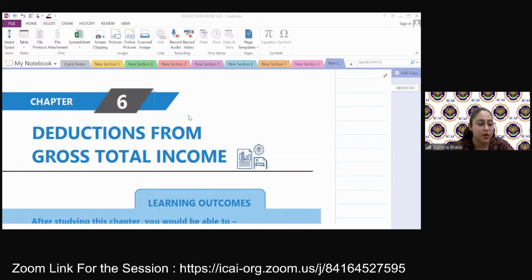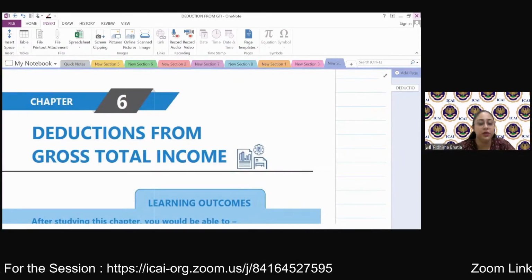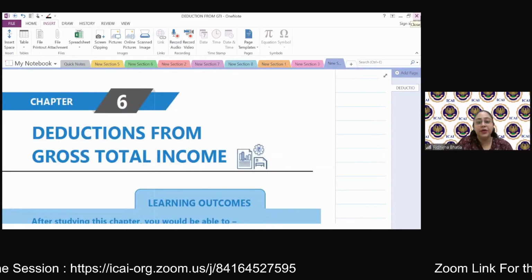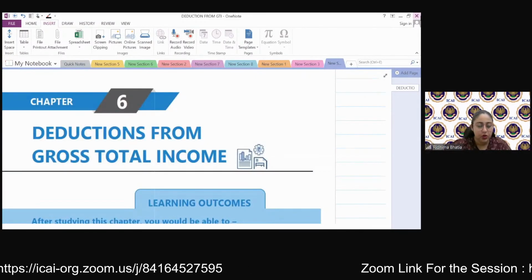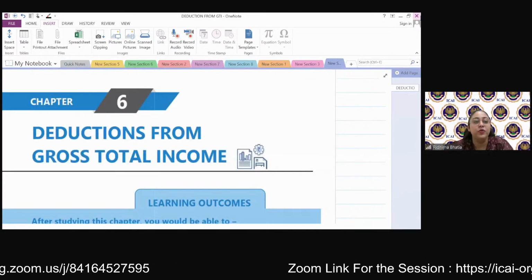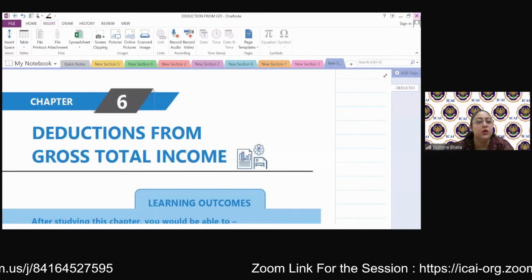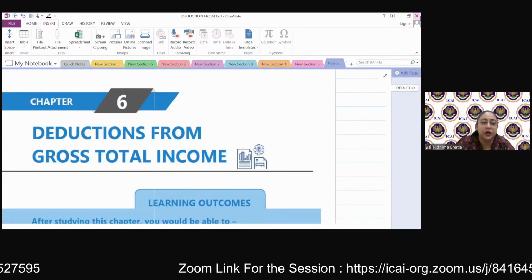Done, done. So, deductions from gross total income. Before going on to deductions from gross total income, you have to remember that this particular chapter gives deductions from the total income. Once you've computed your gross total income from different heads of income, add all of them together, and set off, carry forward, clubbing, everything is done, then you give the effect of deductions from gross total income.